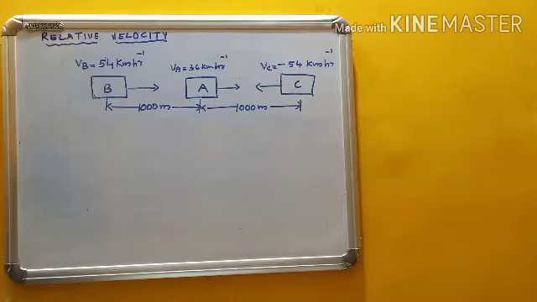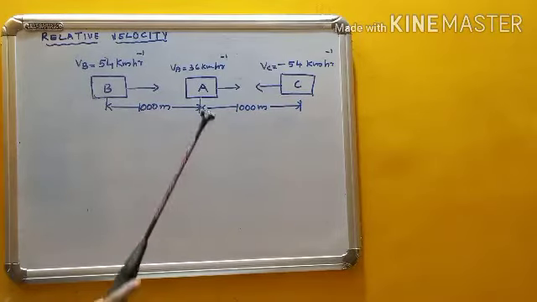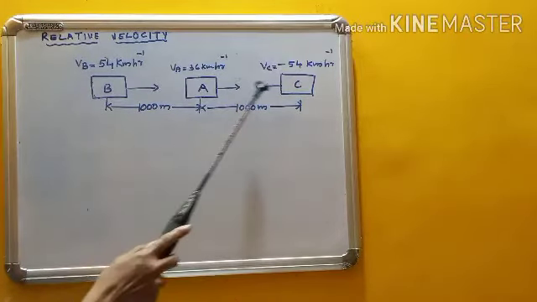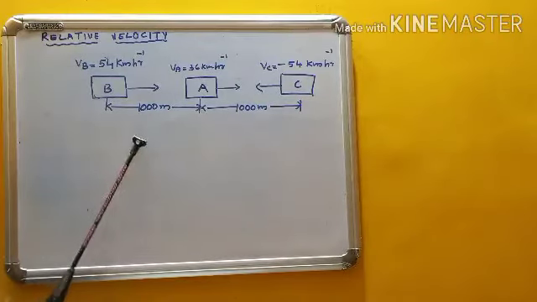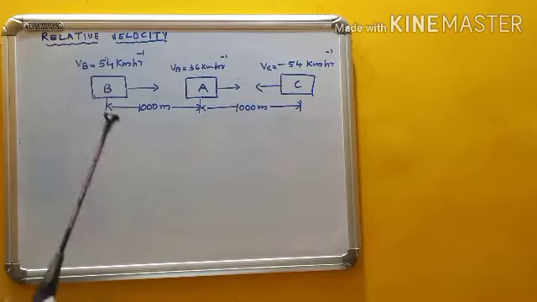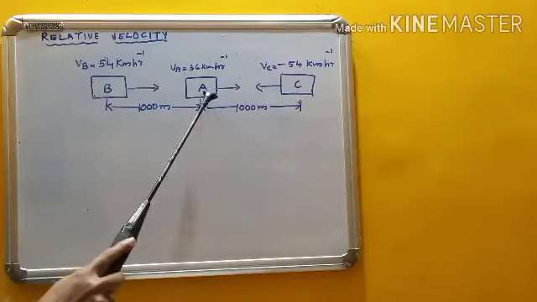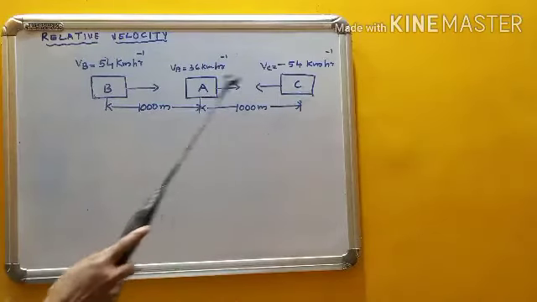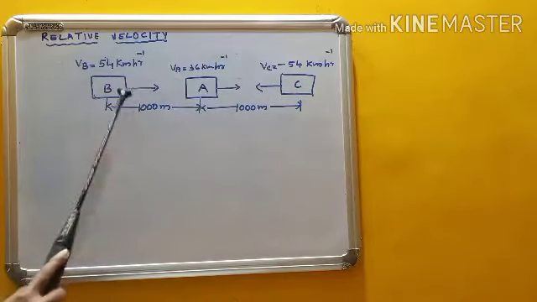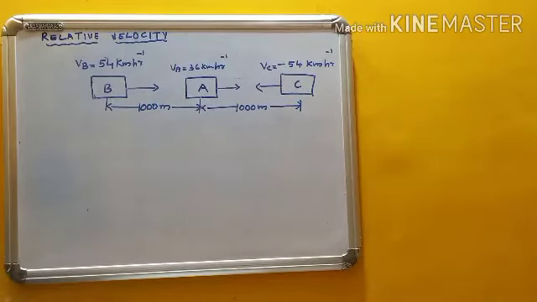At a certain instant, when the distance AB equals AC equals 1 kilometer, B decides to overtake A before C does. मतलब C के A को overtake करने के पहले B को करना है. ठीक है. So for that, what minimum acceleration of the car B is required to avoid an accident?